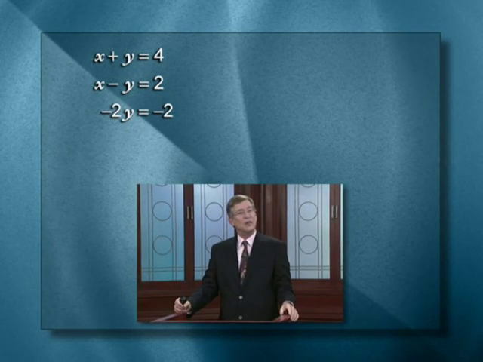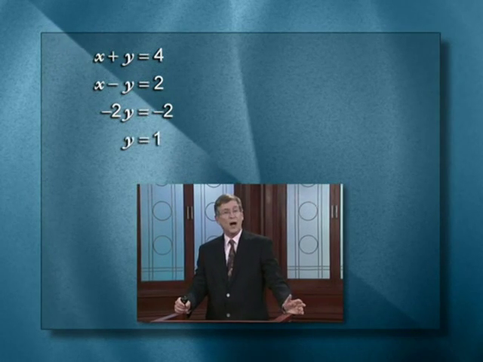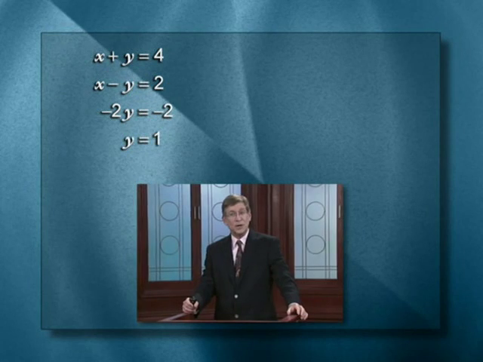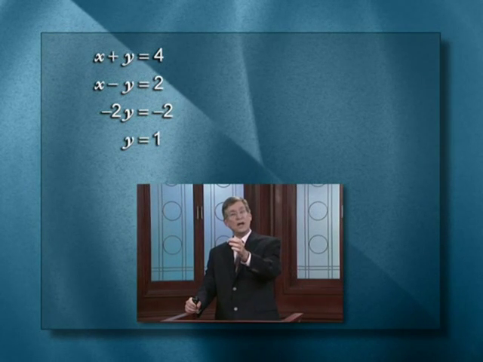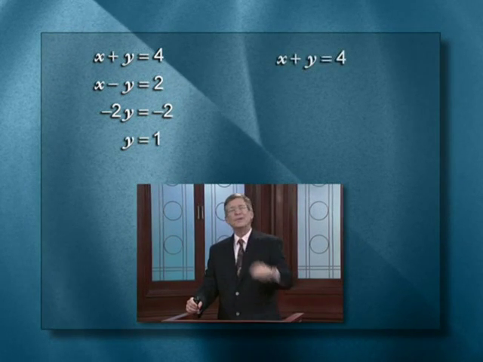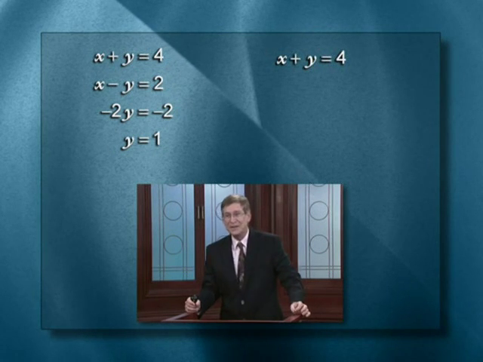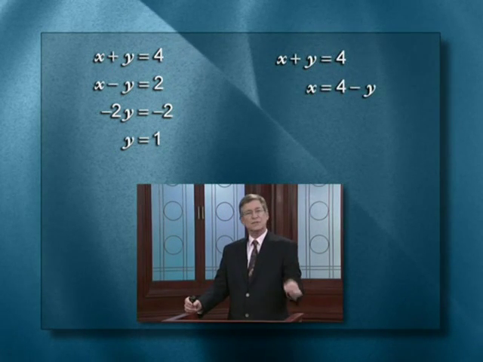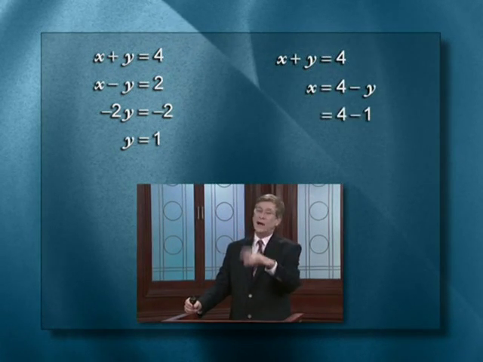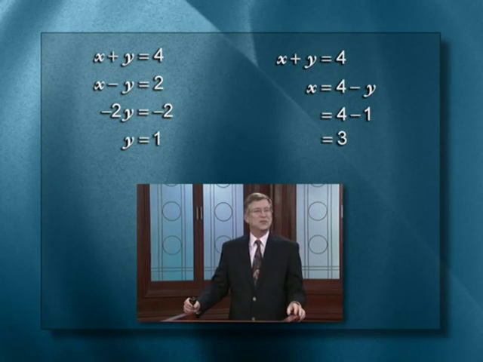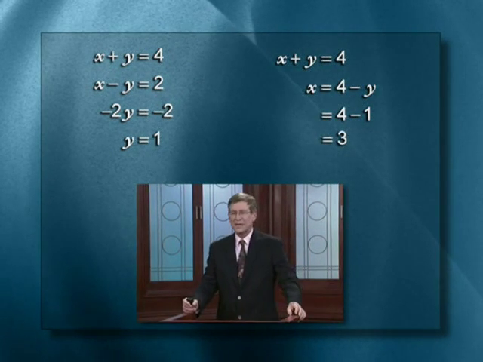We can divide both sides by -2 and we get y equals 1 for our second equation. And knowing that y equals 1, you can go up and plug that into the first equation. Y is 1 and then x is 4 minus y, or 4 minus 1, or 3. We obtain the same answer we had before. So that's Gaussian elimination in a very simple setting.